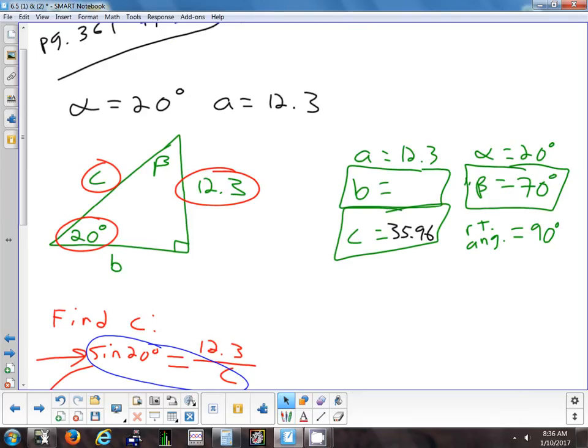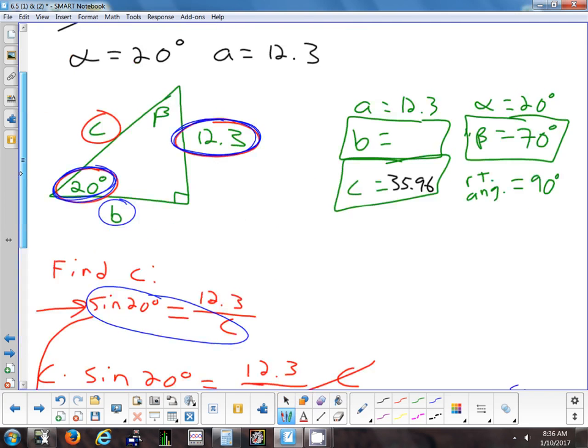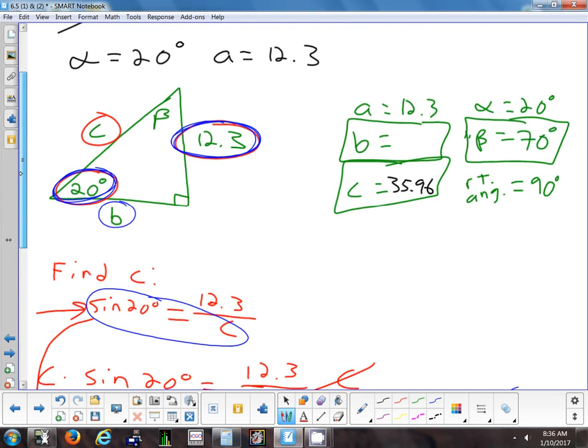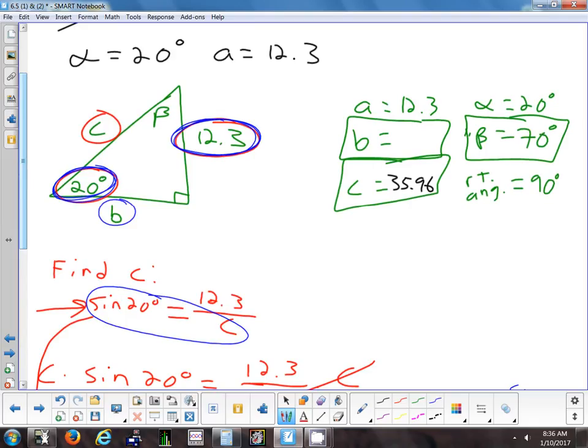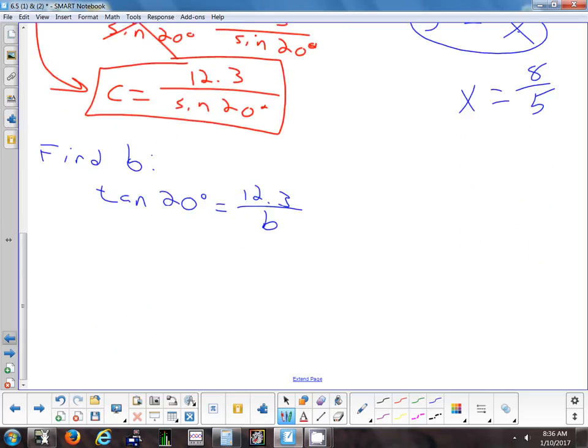Okay, and the last thing we'll find is B. Go back to the angle and the side that we're given. So now you're focusing on everything that's in blue. What trig function would I use to find B? Tangent. Okay. And what would be the equation I would set up to do that? Tangent of what? Tangent of 20 equals 12.3 over B. So we've got the same situation as last time.